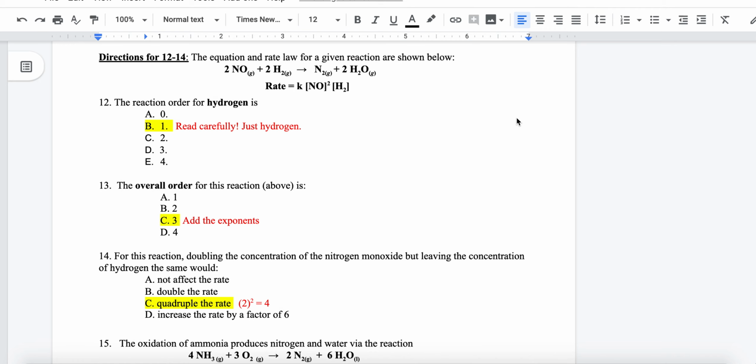Now here we have a balanced equation and a rate law provided. The order for hydrogen is first. Again, we're identifying that based upon the rate law. The overall order is third. And then 14 asks, what happens if you double the concentration of NO, but the concentration of hydrogen stays the same? So I did a little problem, a little 2 squared, to remind us that that would equal 4, and the rate would quadruple.